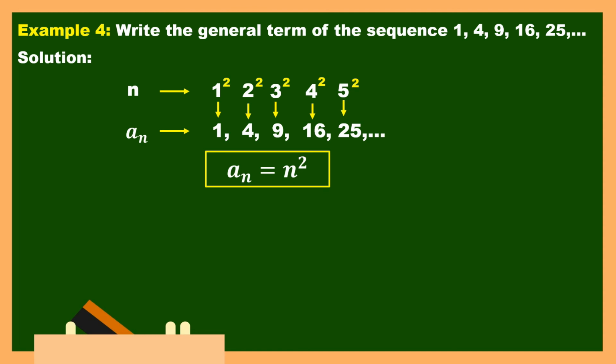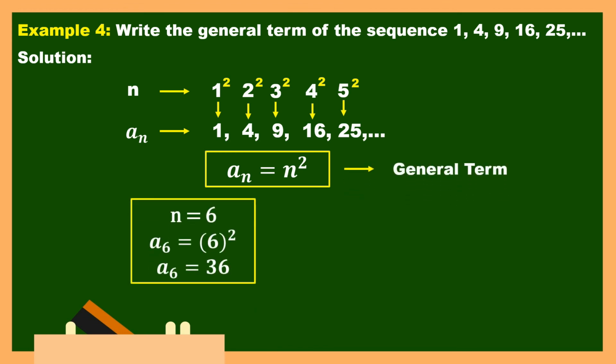So, i-check natin kung tama ba talaga ang ating nabuong general term. So, tingnan natin kung ang kukunin natin ay ang ika-6 na term. So, kung 6 term ang hahanapin, n will be equal to 6. So, papalitan lang natin dito sa ating general term yung n ng 6. So, a sub 6 equals 6 squared. And 6 times 6 is equal to 36. That is the value of our 6th term.